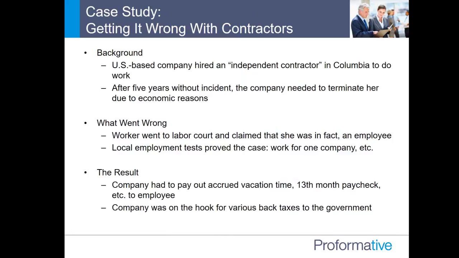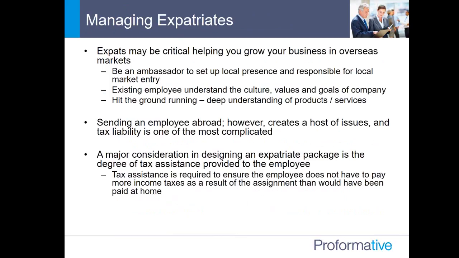And that was a significant settlement that company had to pay out, nearly $500,000 worth. So it was, for one person, a significant pain point. And of course, once you've got it wrong, you're going to be on the hook, and your profile is going to be up there with the tax authorities.